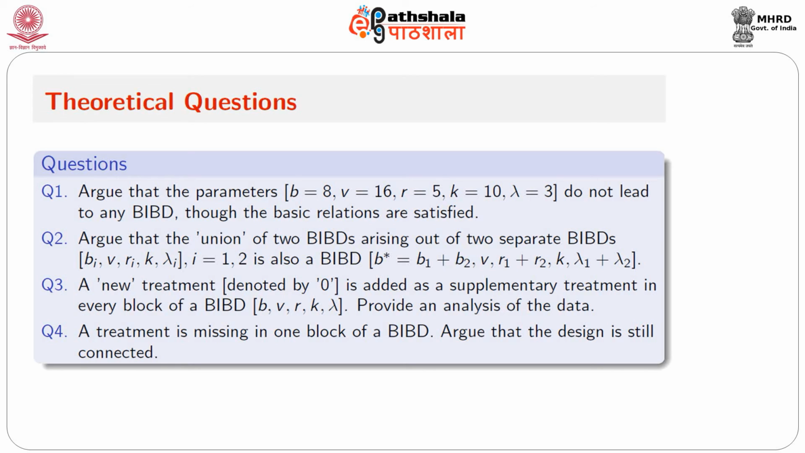What is the next one? The next one is: argue that the union of two BIBDs, arising out of two separate BIBDs, for i equal to 1, 2, is also a BIBD. Here b star is equal to b1 plus b2, v, then r1 plus r2, then k, and finally lambda 1 plus lambda 2. These are the parameters. Note that, interestingly, the two component BIBDs have the same number of treatments, and naturally the same block size.